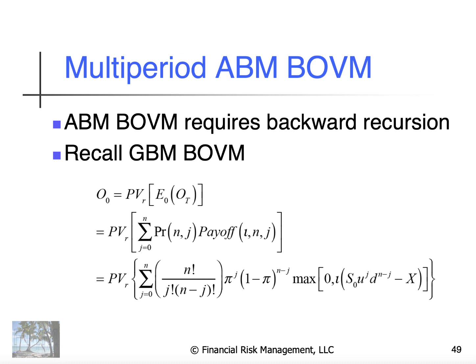The ABM binomial option valuation model will require backward recursion. The GBM model, we could just simply take the present value of the terminal payouts.